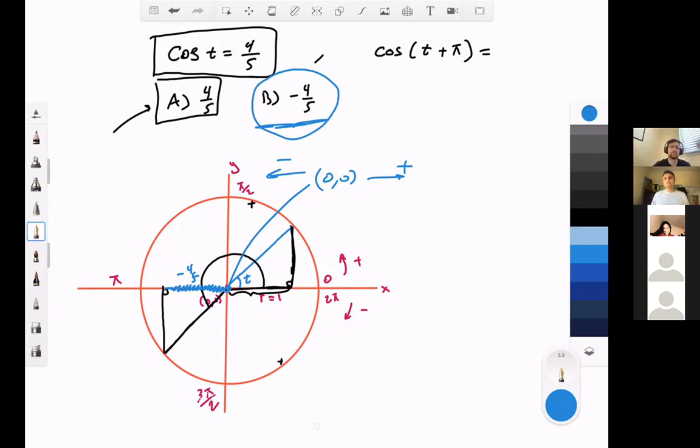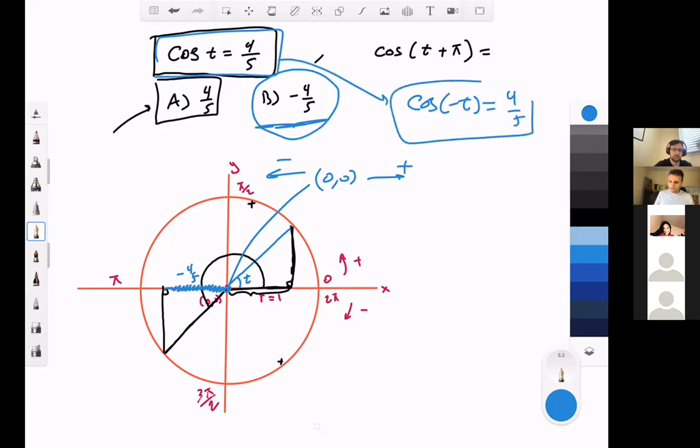This is nothing to do with even and odd. If I ask you, cosine of t equals 4/5, what is cosine of negative t? You're right, cosine of negative t is again positive 4/5. But I'm not asking you what is cosine of negative t. I'm asking you what is cosine of t plus pi. Good? That's a different question. Do you see the different question, Karen?